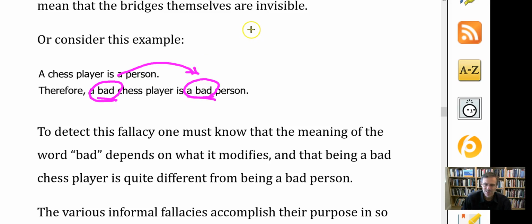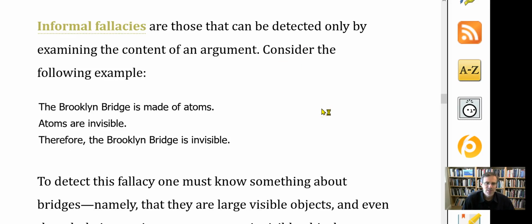I can't tell this just by the form of the argument. I have to understand the content. And that's also what makes informal fallacies somewhat difficult, because you can't just say, here's an argument form, and when you see it, it's always wrong. You have to understand the context in order to know that this is actually a bad form of inference. Now in section 3.2, Hurley will start talking about specific informal fallacy types and show us ways we can detect and avoid those in everyday conversations and arguments.